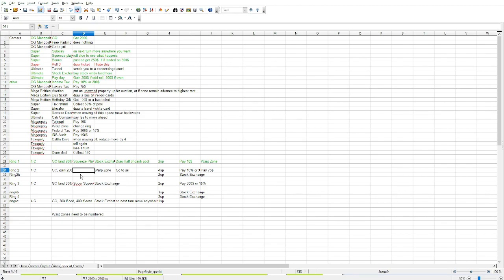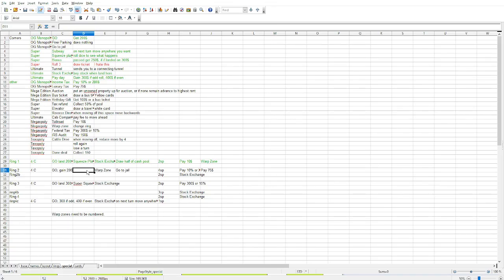Not sure what I want to put in there yet. 2B. I actually have one space left in 2B. Only one. Yes, because this is actually what's going to be where the jail would have been. This isn't where free parking would have been. I actually replaced free parking with warp zone.